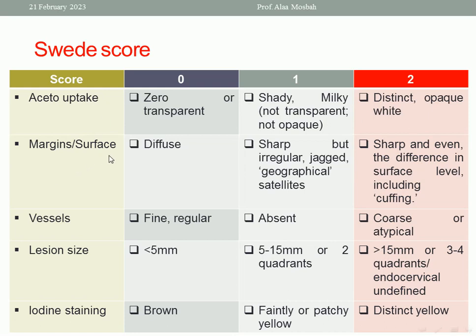As regards the margins or surface: for 0, diffuse; for 1, sharp but irregular, jagged, rough, geographical, satellites; for score 2, sharp and even, with difference in surface level, including cuffing. As regards the vessels: fine, regular for 0; absent for 1; coarse or atypical for 2. Lesion size less than 5 millimeters for 0; from 5 to 15 millimeters or 2 quadrants for 1; more than 15 millimeters or 3 to 4 quadrants, or endocervical undefined, will take score 2.